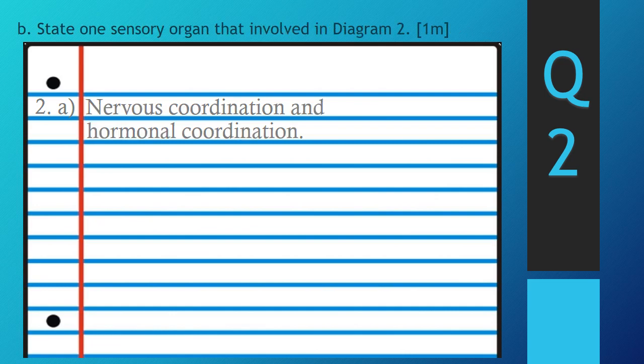Next, B question, state one sensory organ that is involved in diagram 2. So first, please write B. Then, the only sensory organ that allows response to light and allows vision so that the person is alerted that the dog is chasing him is the eye. So just write the eye as the answer.